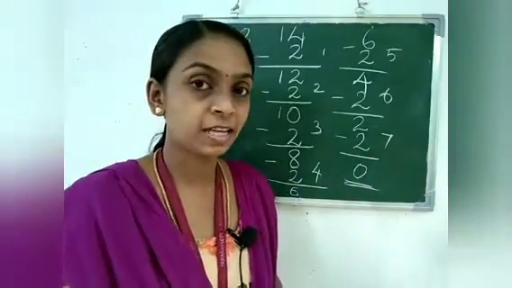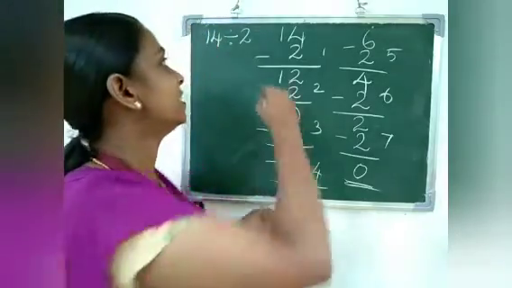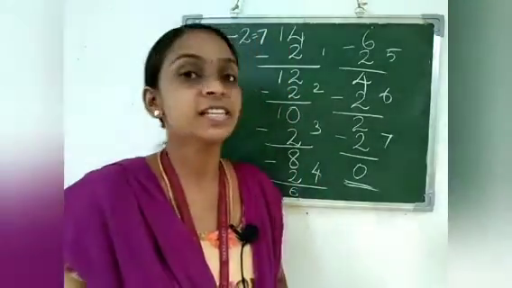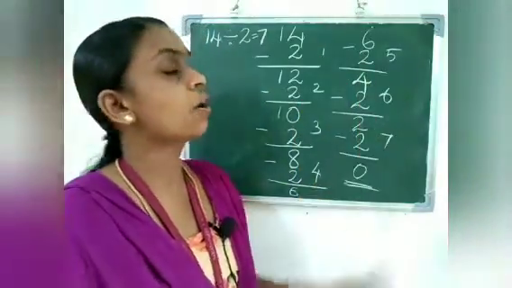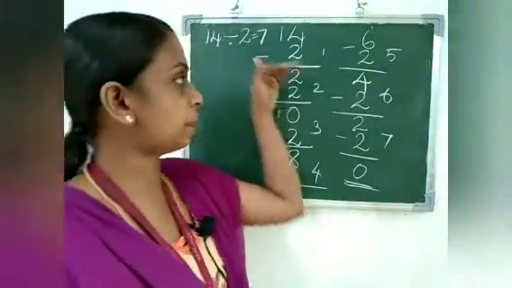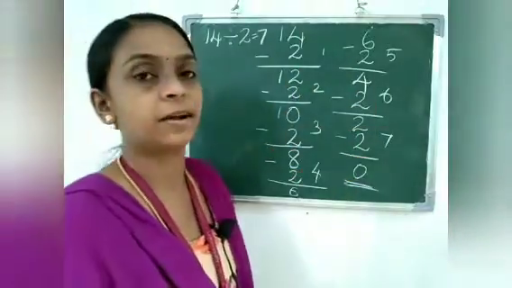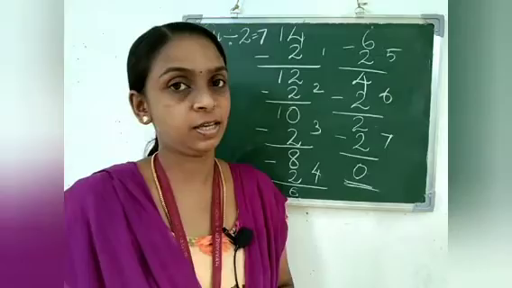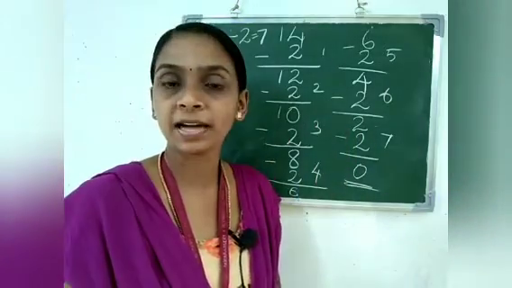So what is the answer, 14 divided by 2? Yes, it is 7. 14 divided by 2 is 7. So we got the answer of division by the repeated subtraction method. We subtracted 2 repeatedly and we got the answer. We did this subtraction until we got 0. So this is the division by repeated subtraction method.